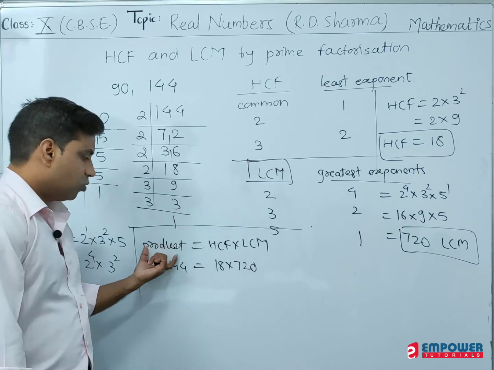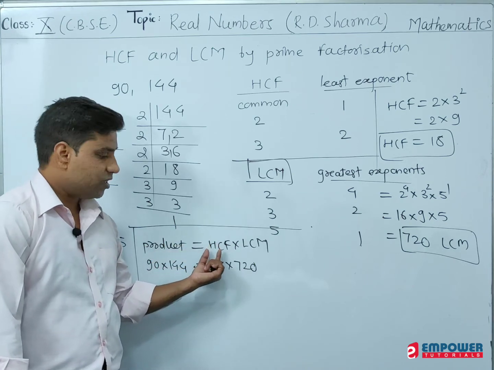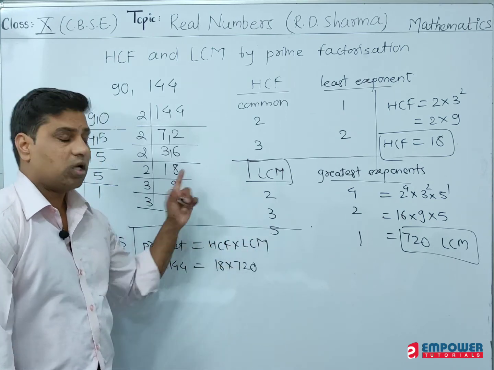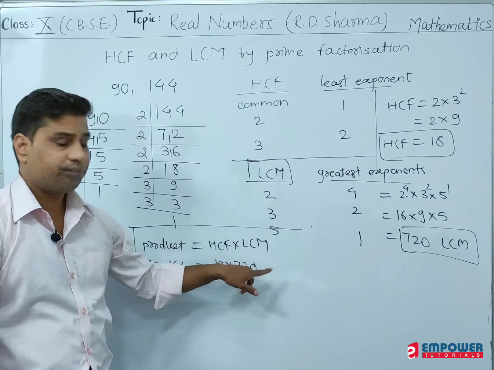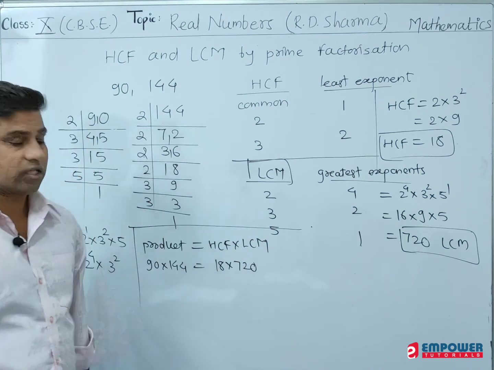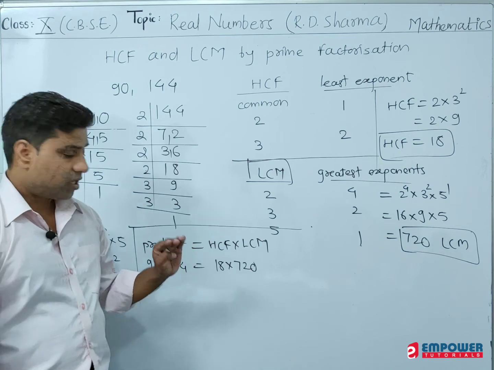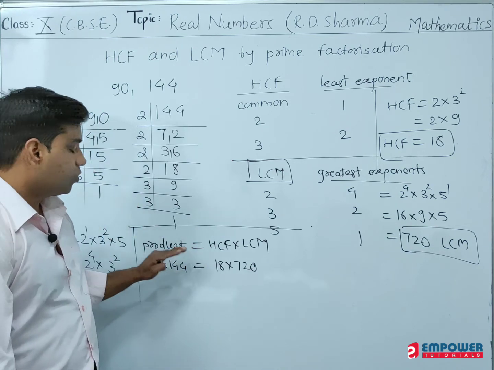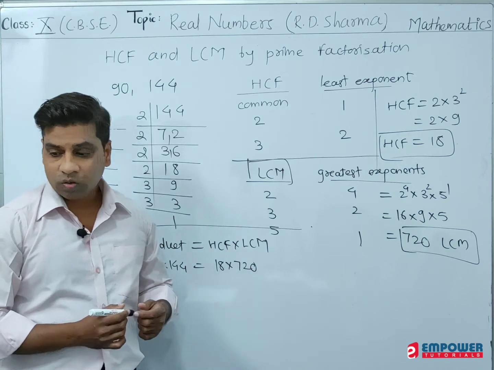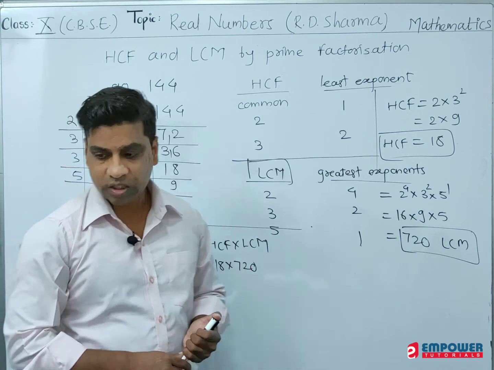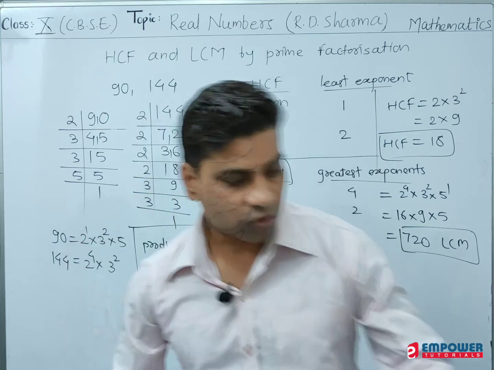Or suppose two numbers are given and either HCF or LCM is given, we can find out the other one. Meaning if HCF is given we can find out LCM, and if LCM is given we can find out HCF also. Okay, so next time I will definitely tell you how to use this method to solve different types of problems. Okay, now one more problem I am solving for you.